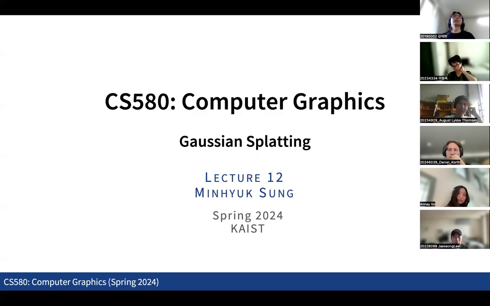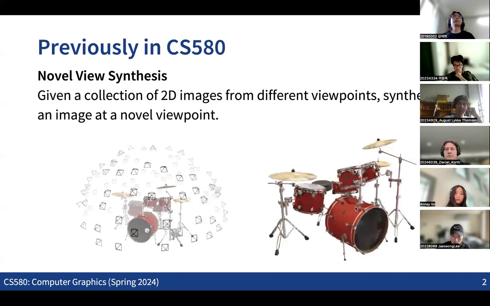Okay, so let's get started with Gaussian splatting. Last time we started to discuss the problem of novel view synthesis. The basic idea is that given a collection of 2D images captured from different views, we want to synthesize a new image from a new viewpoint.